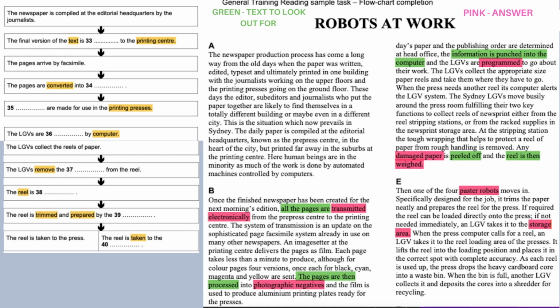39, after the reel is weighed, in paragraph D, paragraph E discusses what happens to it afterward, which says moves in. So the answer to number 39 is paster robots. And last but not least, the answer to number 40 is storage area. Storage area could be found in paragraph E, which discusses what happens to the reel and where it's taken.